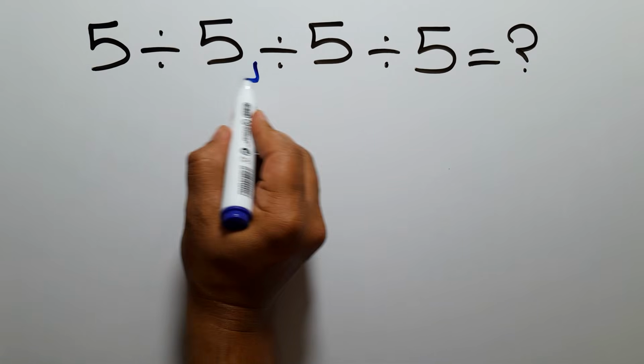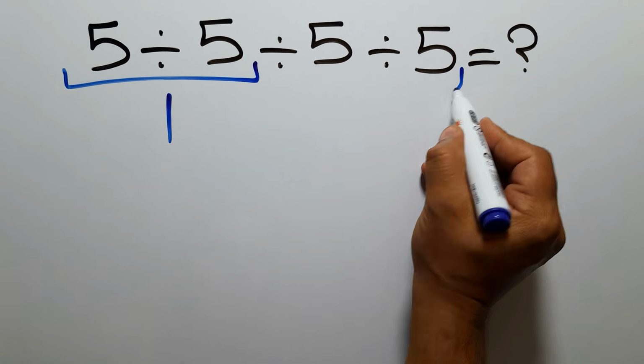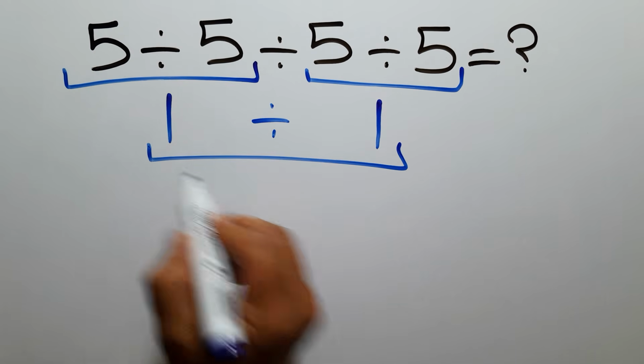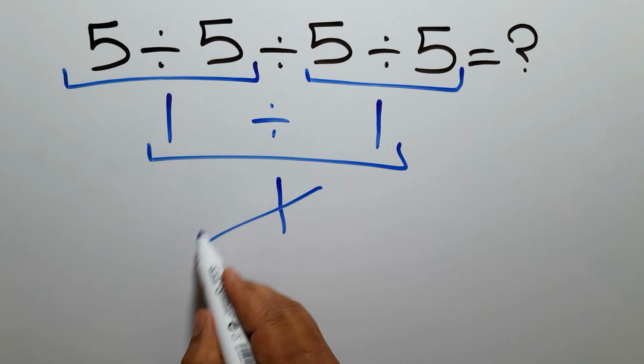5 divided by 5 gives us 1. And again here we have 5 divided by 5. So 1 divided by 1 is just 1. But this answer is not correct.